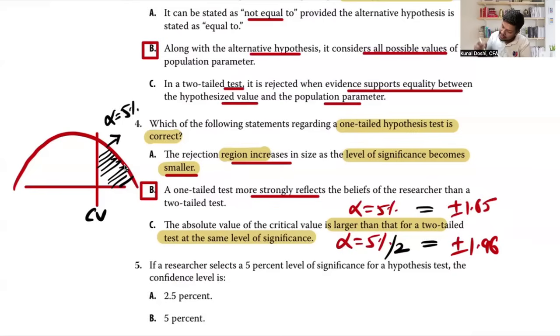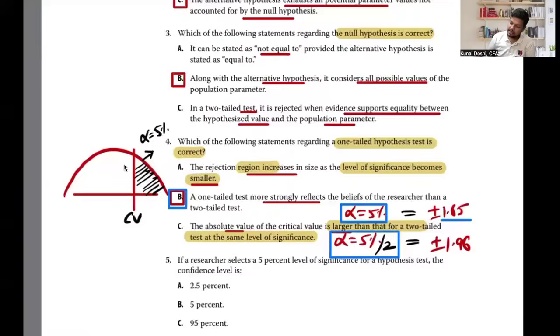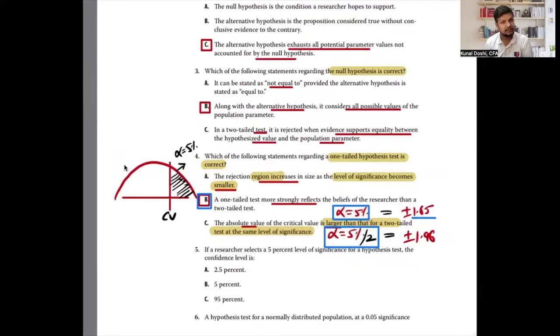Now, what is statement C saying? The absolute value of the critical value is larger than that for a two tail. No, for a one tail, the value is actually smaller than that for the two tail. Understood? So statement C is very complicated, not so easy. Statement C is wrong. B is the correct answer here. Clear?